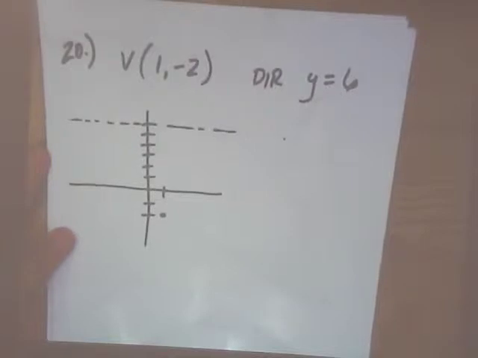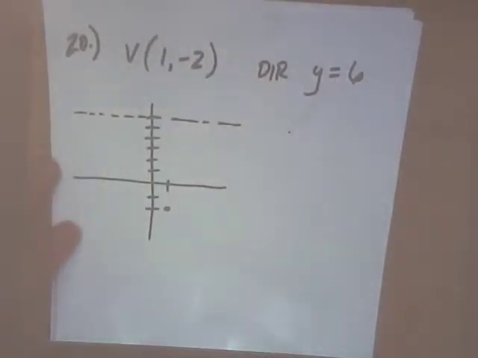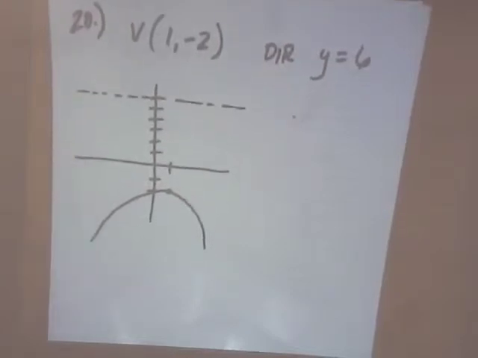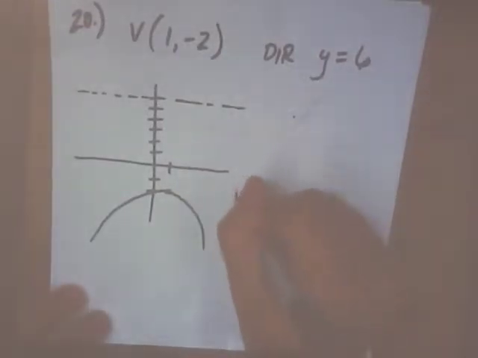Okay, so which way does this open? Down. Opens down, right? So if it opens down, which equation am I gonna use? Which variable is gonna be not squared? A parabola opens in the direction of the unsquared variable. It's opening in the y direction, so we're gonna use the y equals.